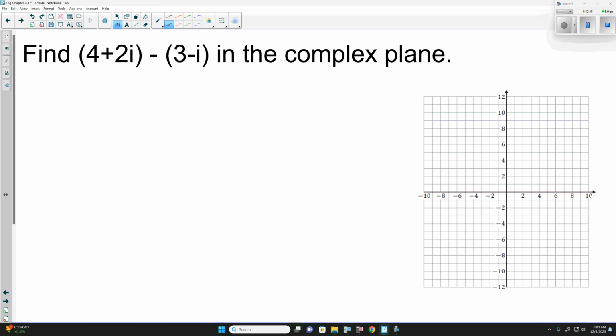Subtracting two vectors. So we'll go on and plot 4 plus 2i first. Over 4, up 2. Okay. Sure. There's our first vector. Second vector, 3, negative i. We're down here. And having this, the smartboard does make this a little bit nicer.